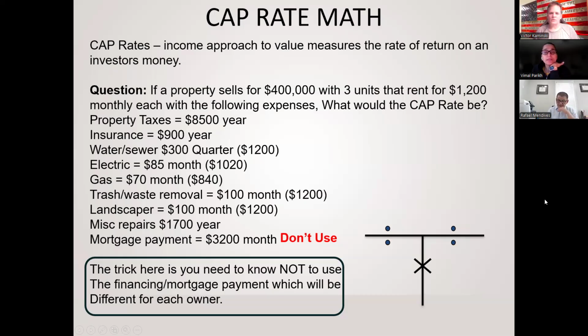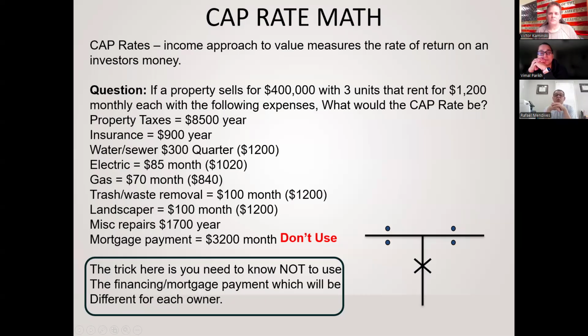So any other numbers we could plug in? Well, we need to calculate what the NOI is to plug it in here. So how do you calculate the NOI, the net operating income? What do you got to do? How do you calculate the net operating income?